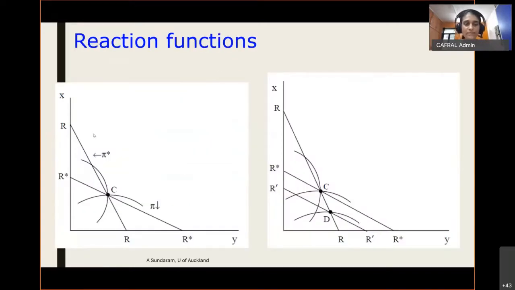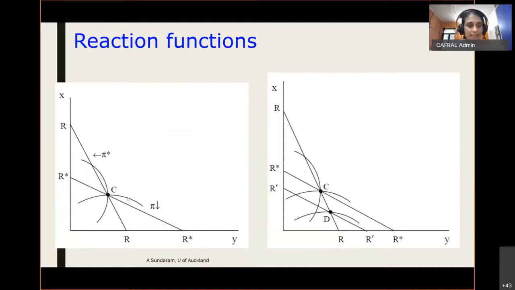Now we can plot these reaction functions. If you're familiar with the standard Cournot model, these are just reaction functions for both firms. Here we have the quantity sold by the foreign firm, and here you have the quantity sold by the Indian firm. RR is the reaction function of the Indian firm. This function is telling us that at each quantity X sold by the foreign firm, the Indian firm's profit-maximizing response is to sell that amount of Y. So it's tracing the quantity sold by the Indian firm as a response to what is sold by the foreign firm. Similarly, you have a reaction function R star for the foreign firm.